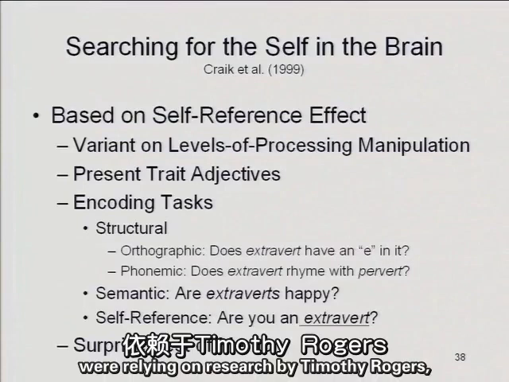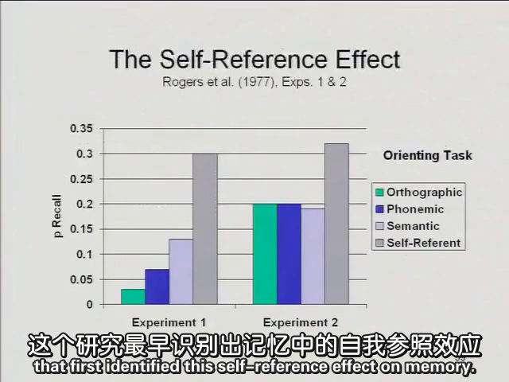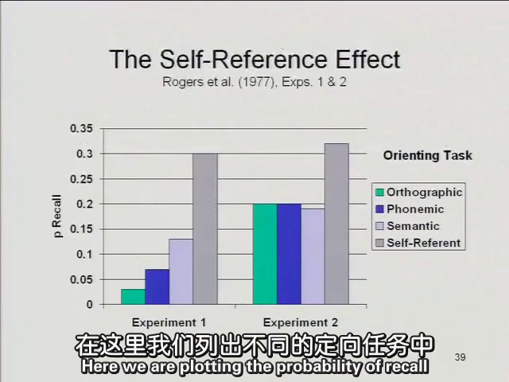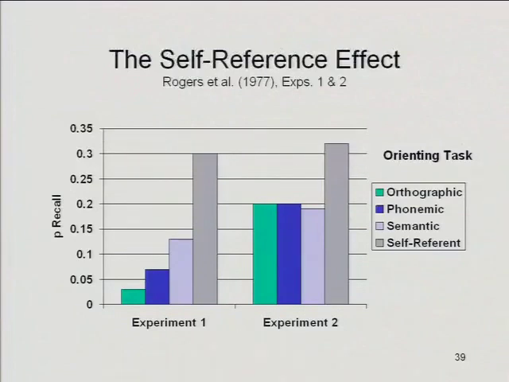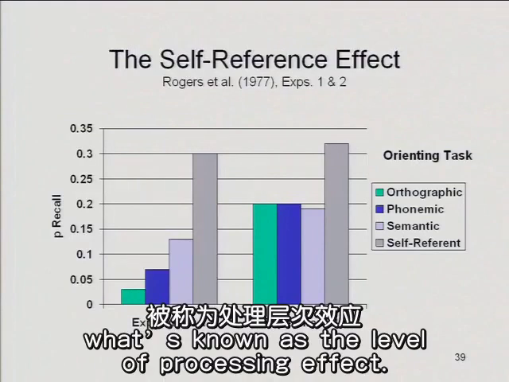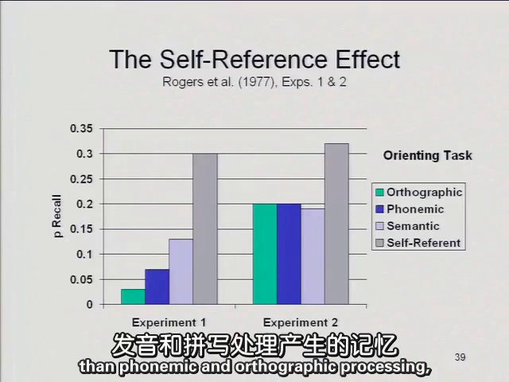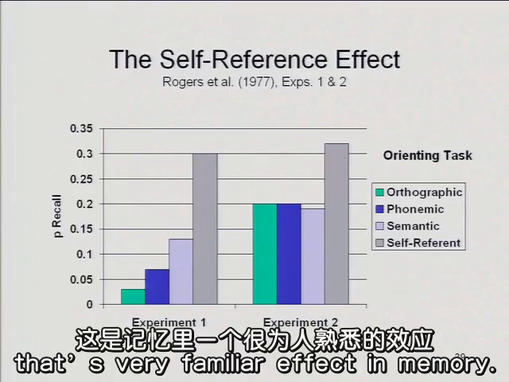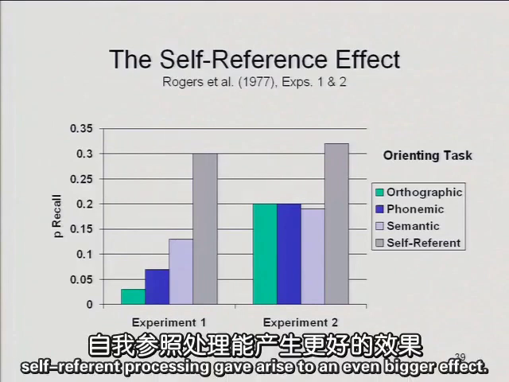Craik and his colleagues were relying on research by Timothy Rogers, another Canadian psychologist, and his colleagues done long ago now, that first identified the self-reference effect in memory. Here we're plotting the probability of recall as a function of the various orienting tasks, and you can see this is usually what's known as the levels of processing effect. Semantic processing gives rise to better memory than phonemic or orthographic processing. That's a very familiar effect in memory. But what Rogers and his colleagues discovered was that self-referent processing gave rise to an even bigger effect.